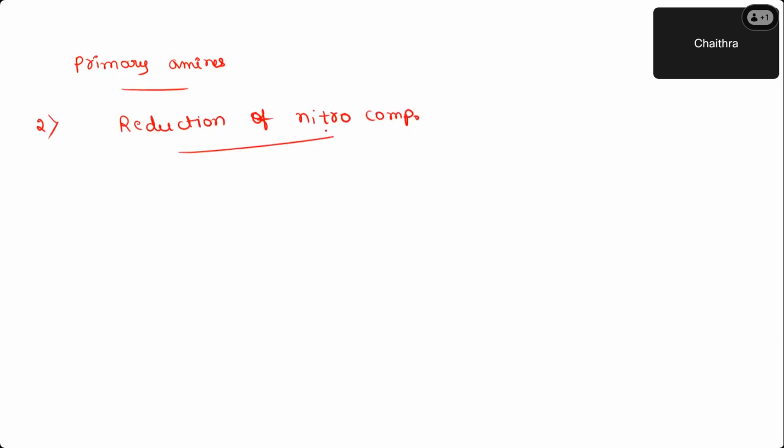Now I will prepare only primary amines. In our syllabus, we have preparation of primary amines alone, no preparation of tertiary amines and so on. So let us start this. Under this, you get reduction of nitro compounds. Nitro group means what? NO2 group. Reduction means I have to use a reducing agent.